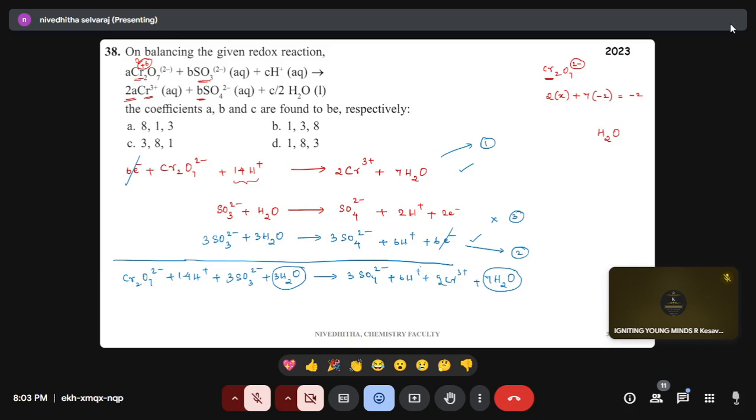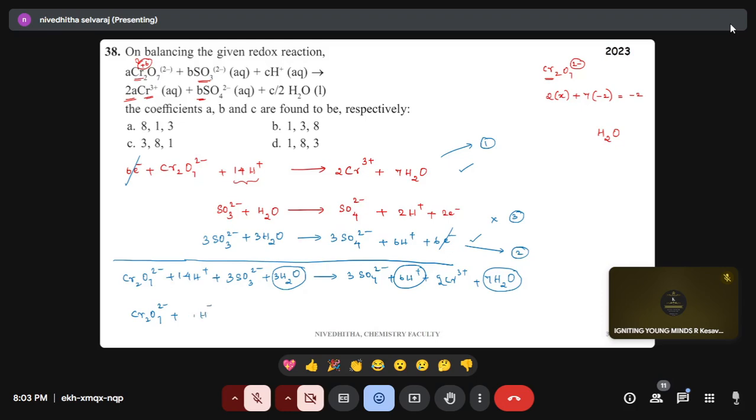So please bring the 6 times of H plus to the left. So already I have 14 times of H plus at the reactant side. So 14 minus 6 is 8, right? So what will be the final expression?